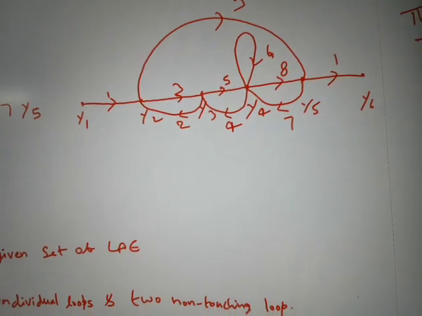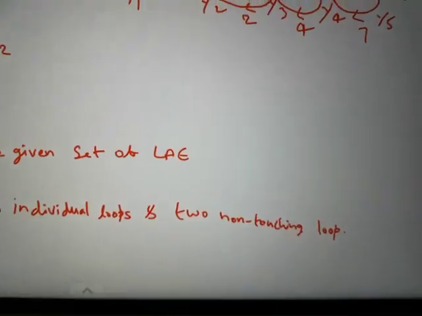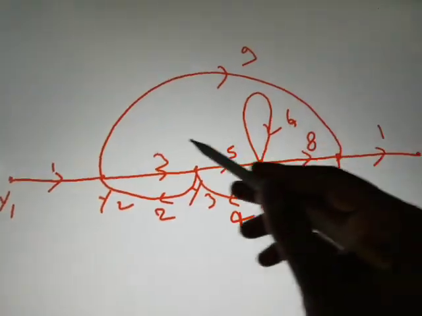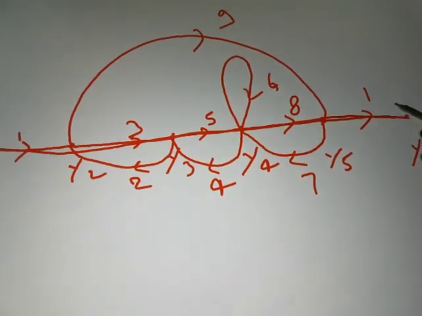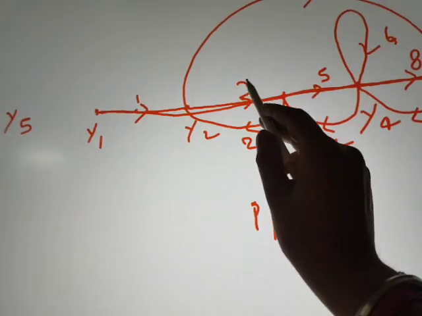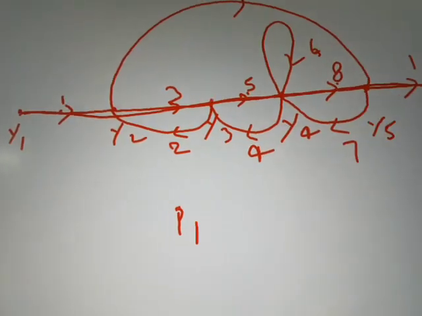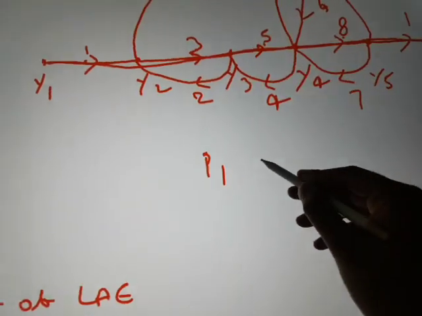Now for this SFG we have to find the forward paths. I already found them: there are two forward paths. One forward path is this, P1. Now what is the gain here? 1 times 3 times 5 times 8, which is 120.